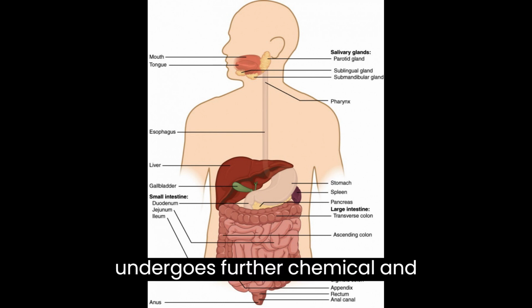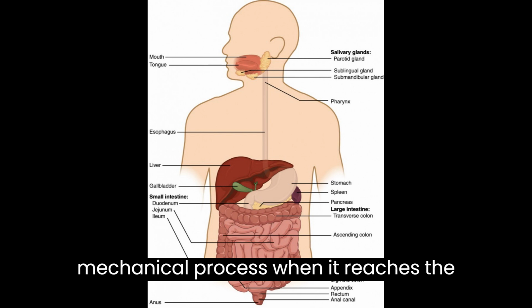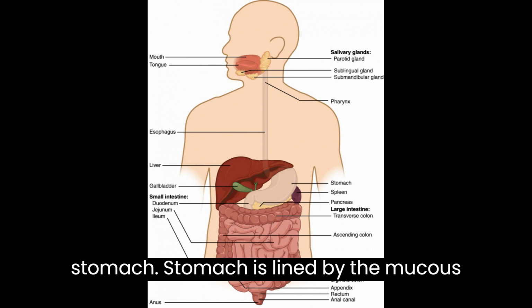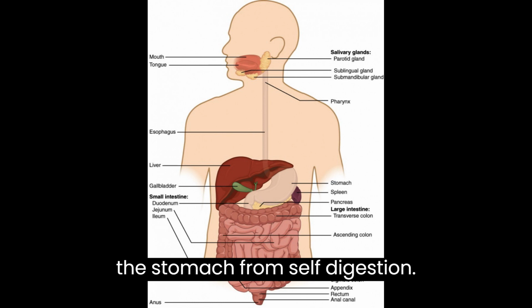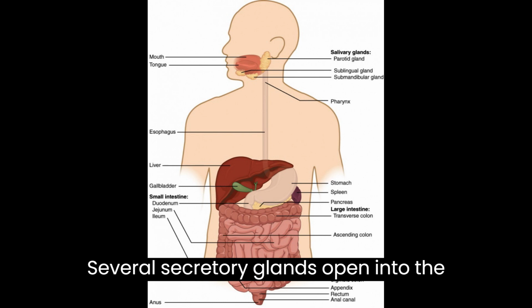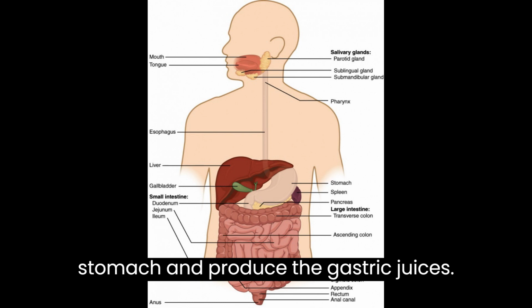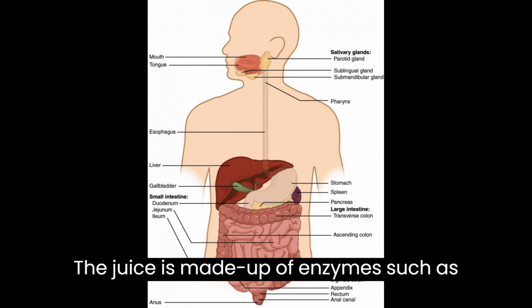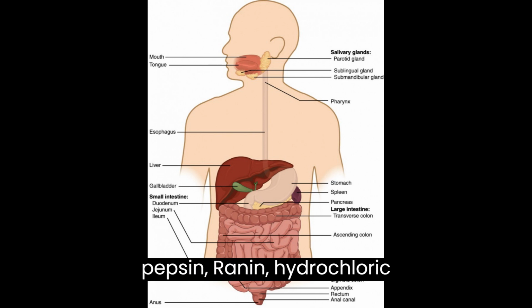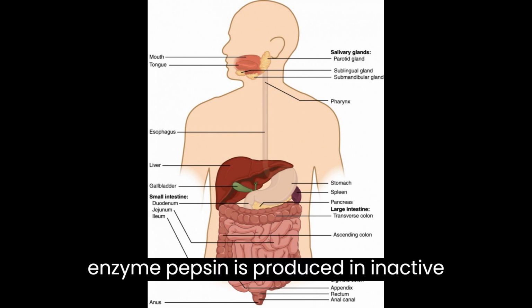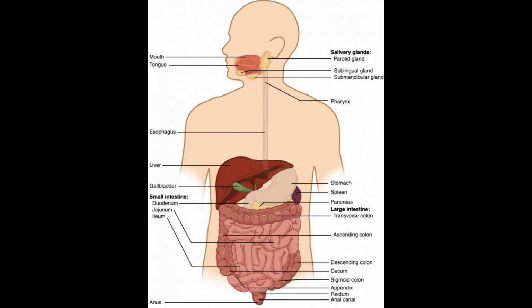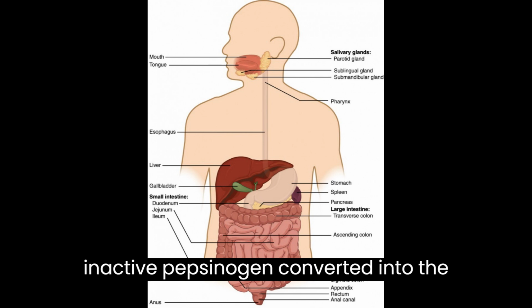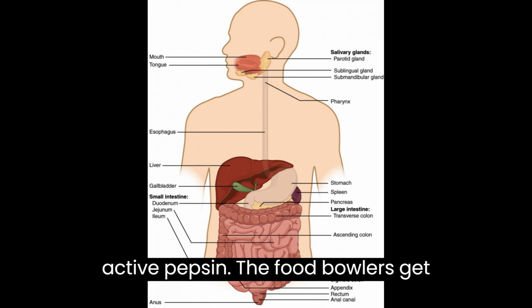The food undergoes further chemical and mechanical processes when it reaches the stomach. Stomach is lined by the mucous membrane that protects the tissues of the stomach from self-digestion. Several secretory glands open into the stomach and produce the gastric juices. The juice is made up of enzymes such as pepsin, rennin, hydrochloric acid, water and minerals. The enzyme pepsin is produced in inactive form, that is pepsinogen. In the presence of HCl, the inactive pepsinogen is converted into the active pepsin.